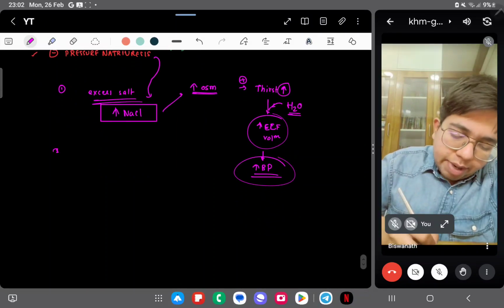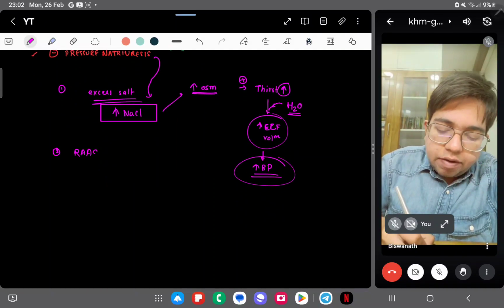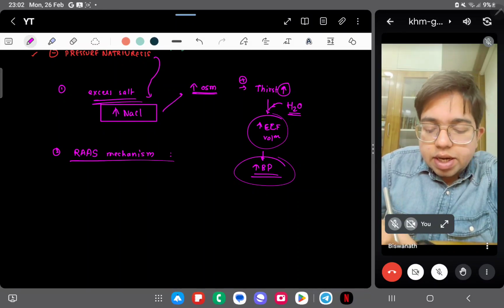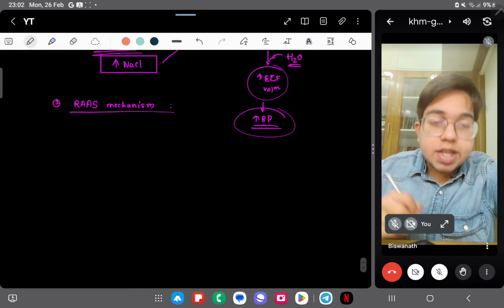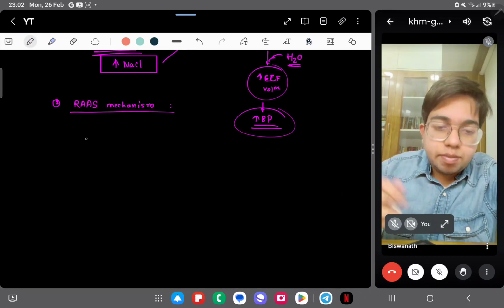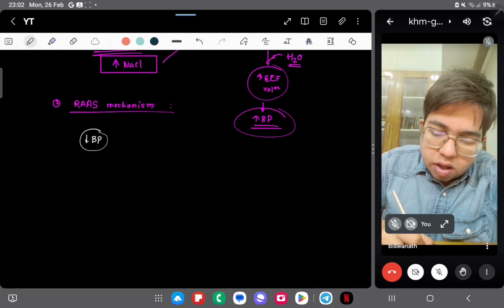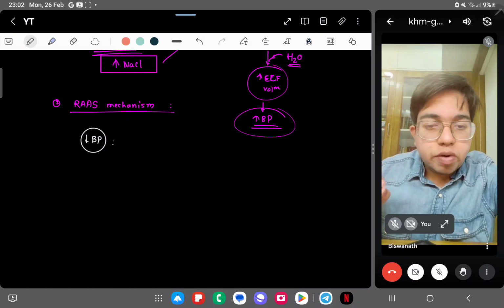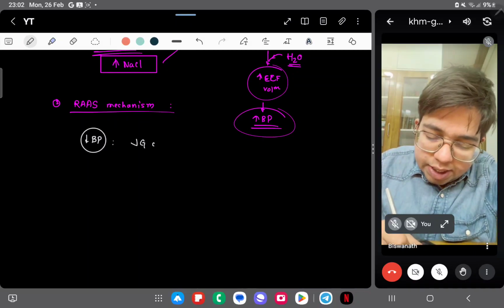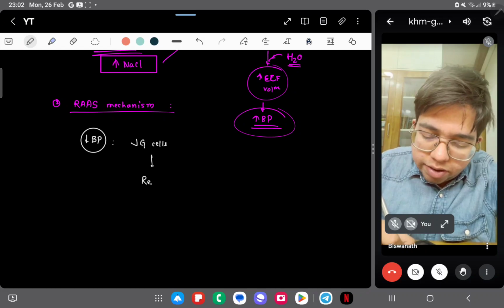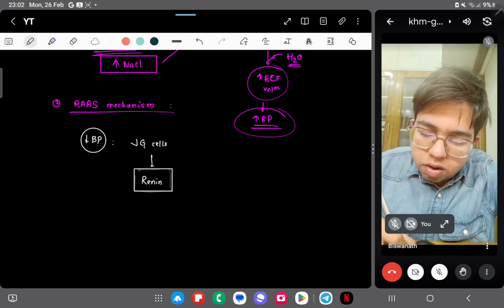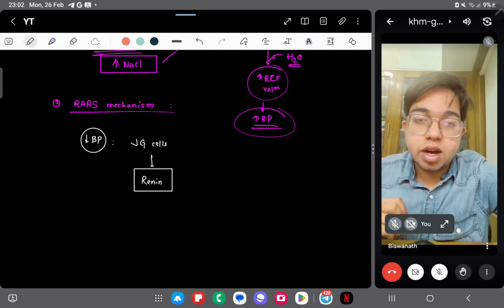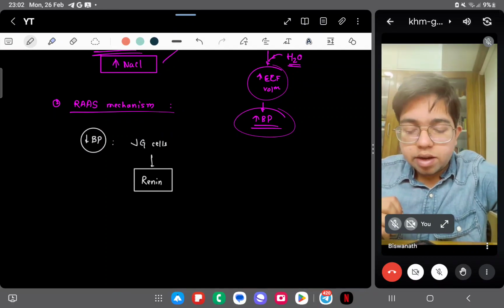Then comes your RAS mechanism. In long-term regulation, basically, we have the RAS mechanism, the renin, angiotensin, aldosterone system. So basically, what is happening in the RAS mechanism: if there is decreased blood pressure, you know about the juxtaglomerular cells? Yes, JG cells will release what? Renin. There will be release of renin.